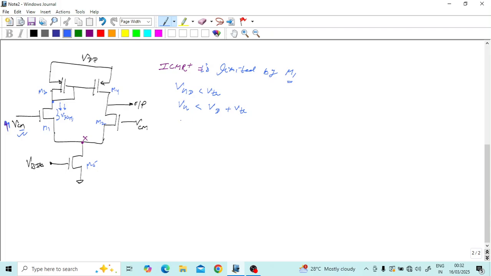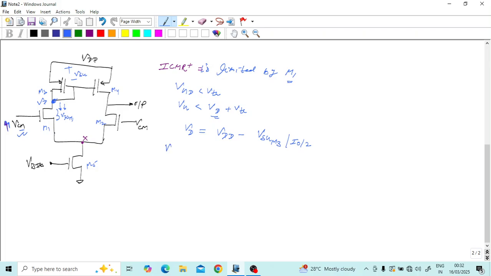Correct. So what will be the VD? What will be the voltage here? The voltage here is nothing but the VD of this M1. So the voltage here is nothing but VDD minus VSG of this transistor M3. So VD is nothing but VDD minus VSG of transistor M3 at current I naught by 2.